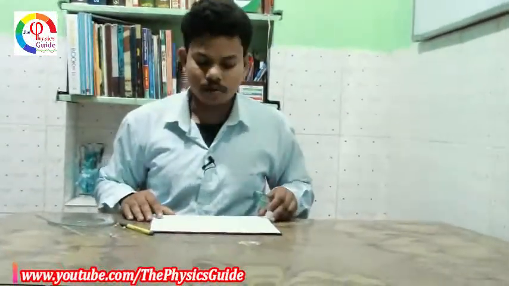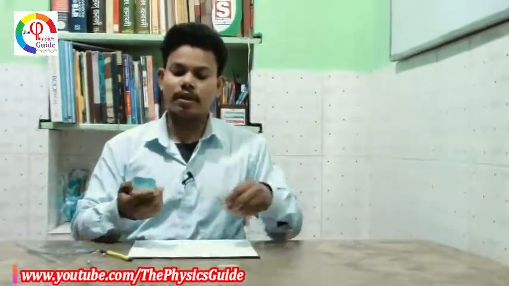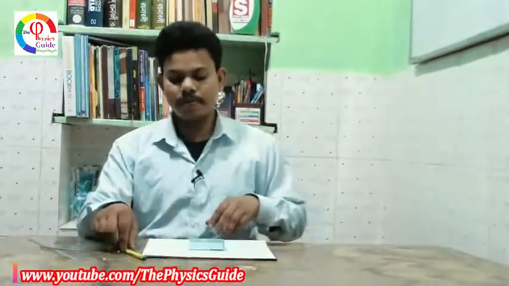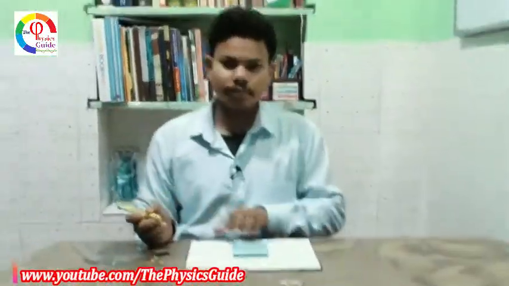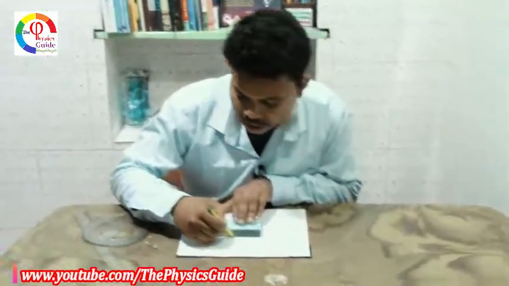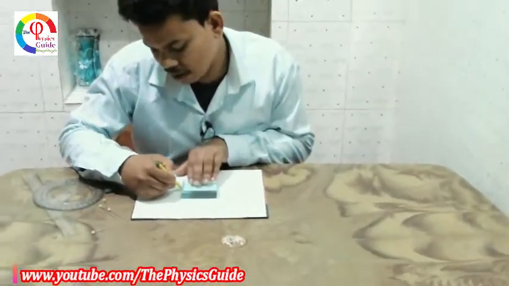Now first put the paper on the cardboard and place the glass slab on this white paper, and trace the edges of the base of this glass slab.